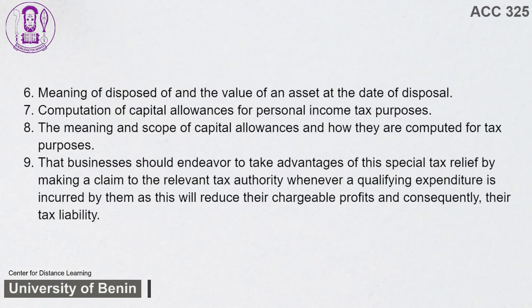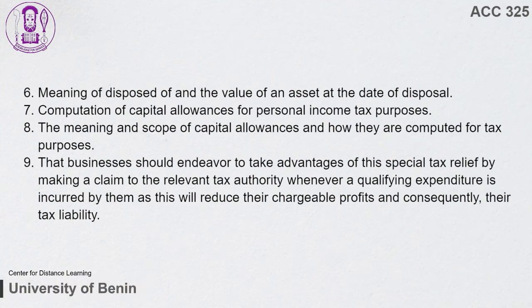6. Meaning of disposed of and the value of an asset at the date of disposal. 7. Computation of capital allowances for personal income tax purposes. 8. The meaning and scope of capital allowances and how they are computed for tax purposes. 9. That businesses should endeavor to take advantage of this special tax relief by making a claim to the relevant tax authority whenever a qualifying expenditure is incurred by them, as this will reduce their chargeable profits and consequently, their tax liability.